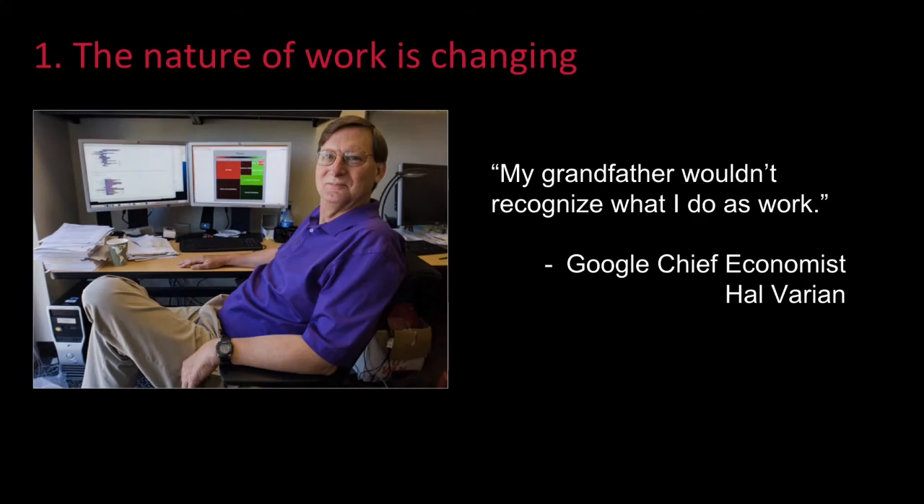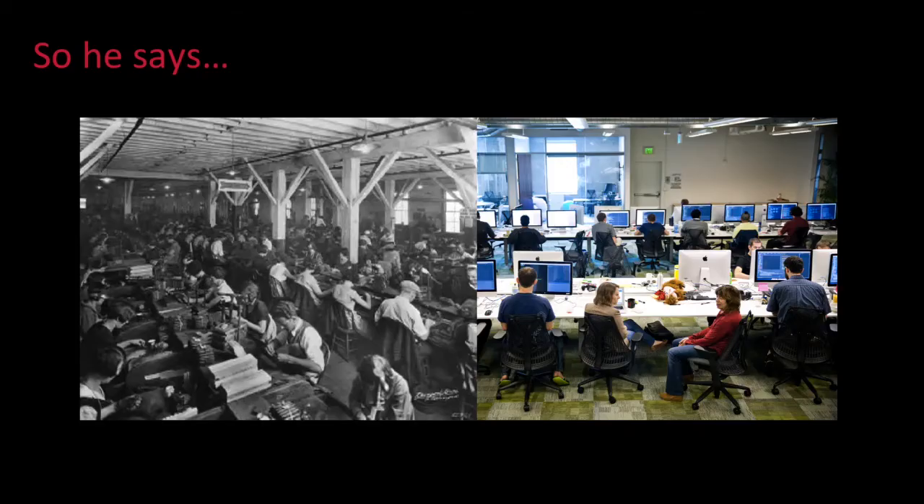But I want to talk a little bit about the implications of these new hybrid systems that we're building of human and machine together. So what are the implications? The first one is that the nature of work is changing. I love this comment from Hal Varian, who's Google's chief economist. He said, my grandfather wouldn't recognize what I do as work. And I think there are a lot of things that are changing about work that we have not yet fully understood. When Hal says that, I do wonder if he's really right.